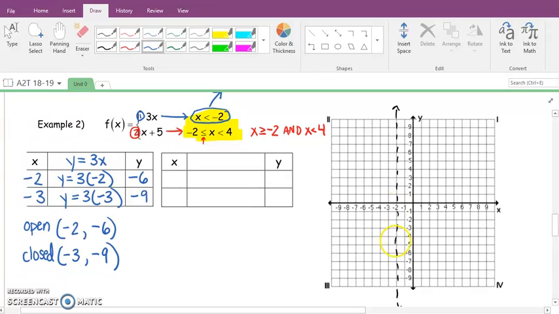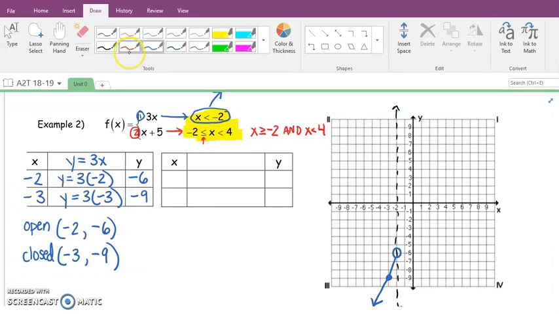So I have -2, -6, that's open. And then -3, -9, which is closed. And since this is going all the way to the left, right, because less than -2, I can draw that arrow. And there's my graph. A little crooked, but good enough.